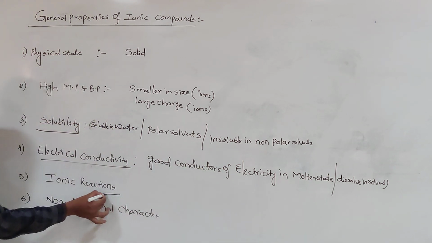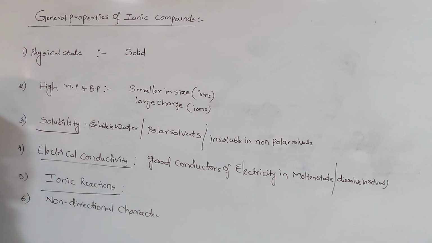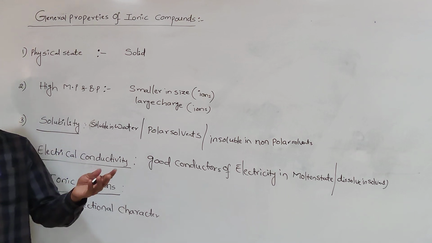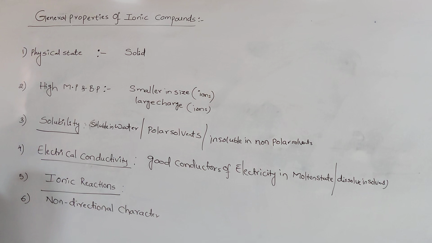And the next one is ionic reactions. When they participate in chemical reactions, first they will be dissociated into ions, then the ions can participate in the reaction. That means the characteristic of an ionic compound depends upon the properties of the ions which are involved in a reaction. And a non-directional character.